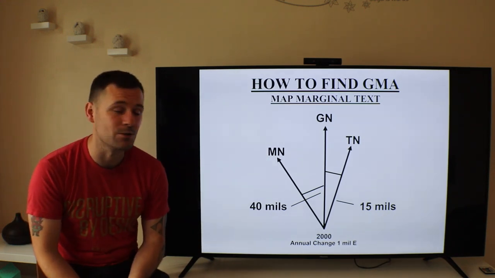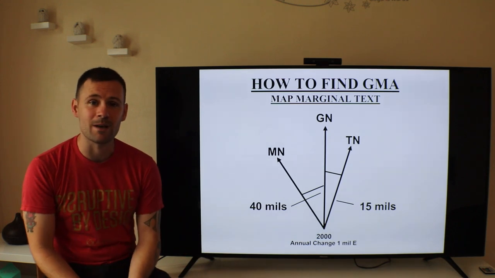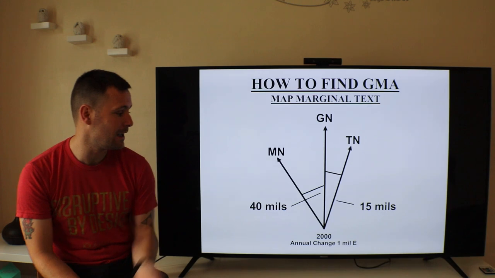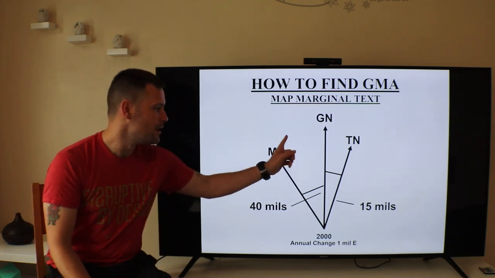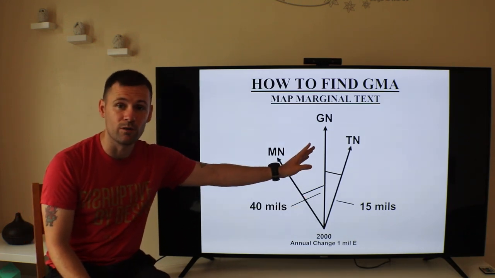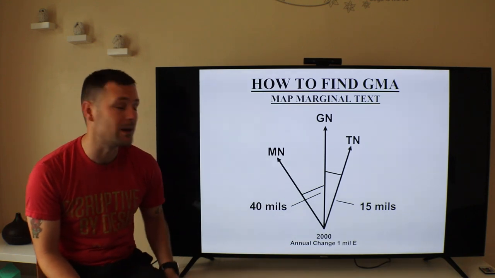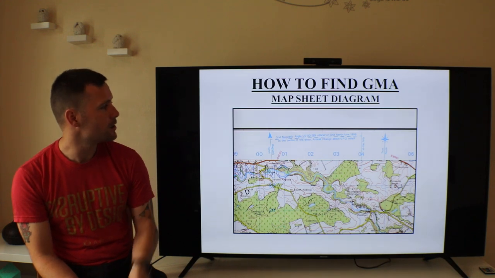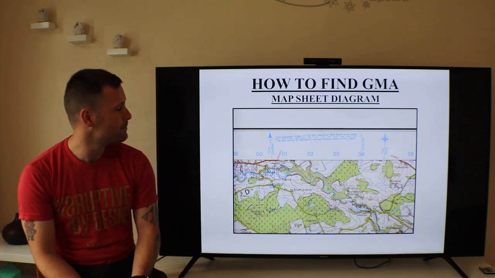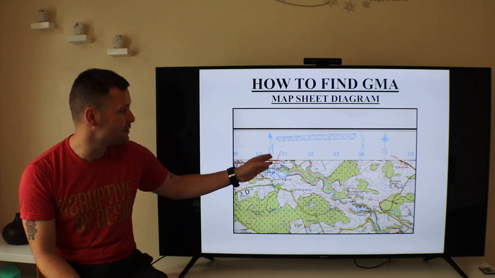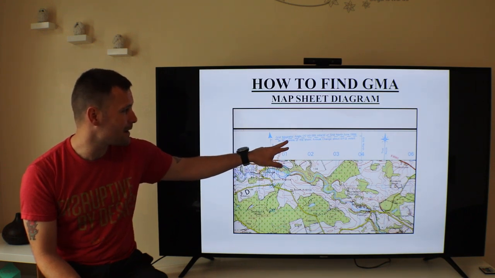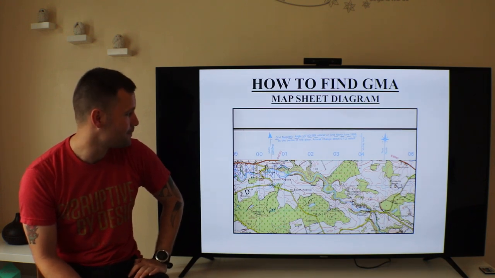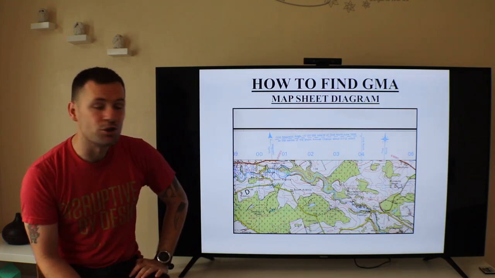So now it's 2020. What would the GMA be? Simple maths, isn't it? 20 years, 1 mil a year east. We're going to take 20 mils off that. So our angle will be here now. It's getting close to grid north. Our GMA will be 20 mils west. So, how to find it on your maps. All you do is look at your map margin information, as you can see here. Grid magnetic angle is 89 mils west of grid north in 1999. Annual change is 2 mils east.